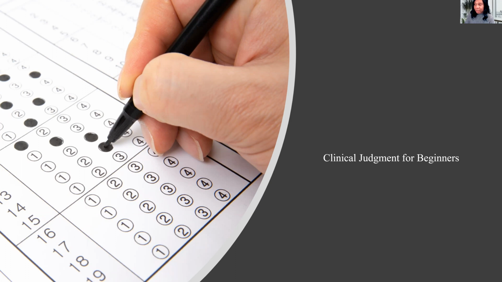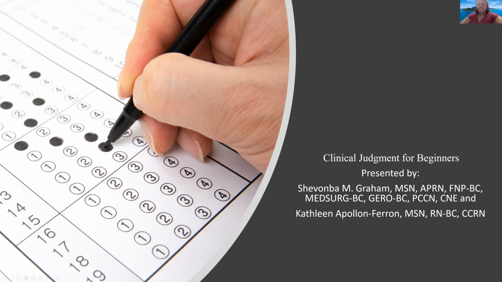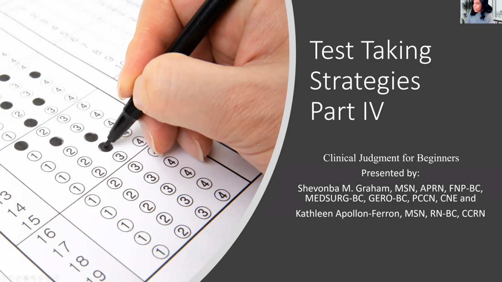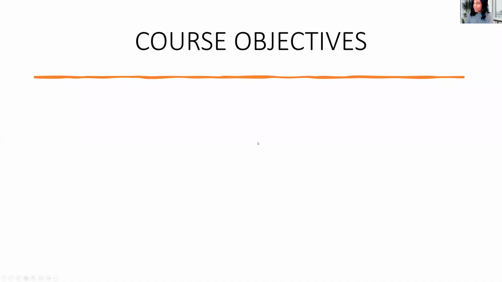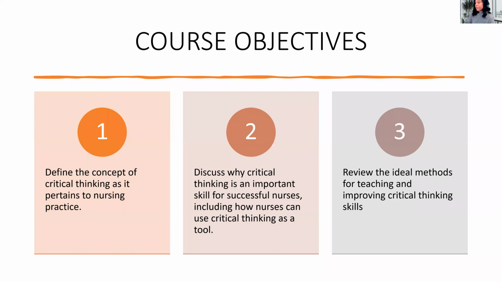So we're going to get started tonight on clinical judgment for beginners, to help you with some of these exam questions that you'll be encountering over the next couple of weeks. Professor Graham and myself. This is part 4 of our test taking strategies. Today's objective, we're going to go over some of the key concepts of critical thinking as it pertains to nursing practice. We're also going to discuss why critical thinking is important, especially when it comes to being a successful nurse, and review some ideal methods for teaching and improving critical thinking skills.